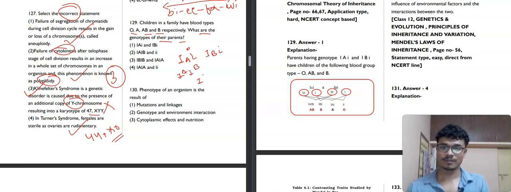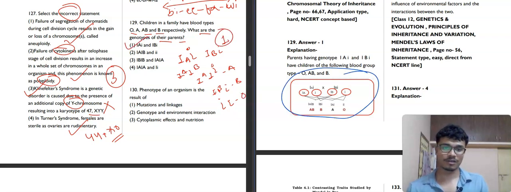then IAi, that is A blood group, then IBi, that is B blood group, and ii, that means O blood group. So this first option is our correct answer. You can also read the cross here. It is absolutely given as I have explained. IA, IB. So if this happens, what can be the phenotype?